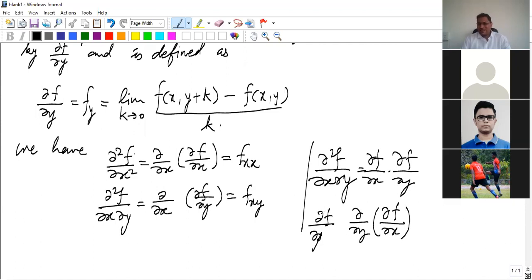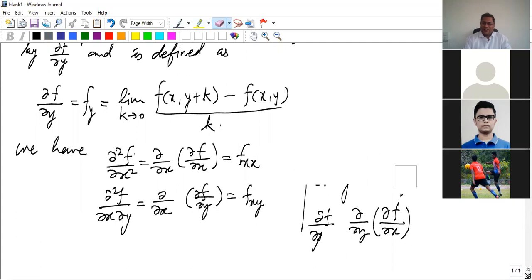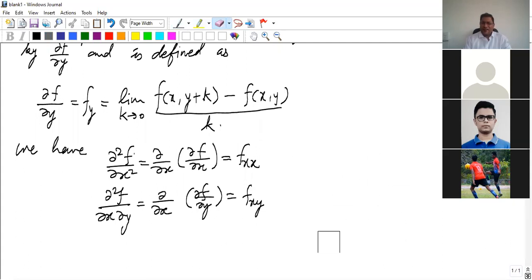Okay, you need to have some patience because I have differentiated these two derivatives with respect to x. Next I'm going to differentiate them with respect to y. Then we need to check what is happening. Sir, why did you write the subscript as f_xy? First you should write f_yx. In this order.